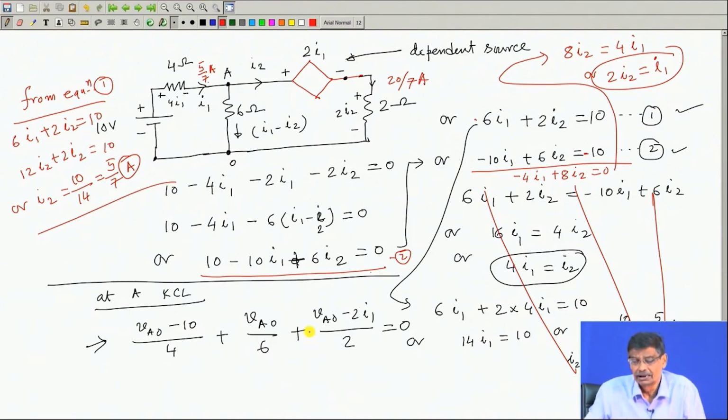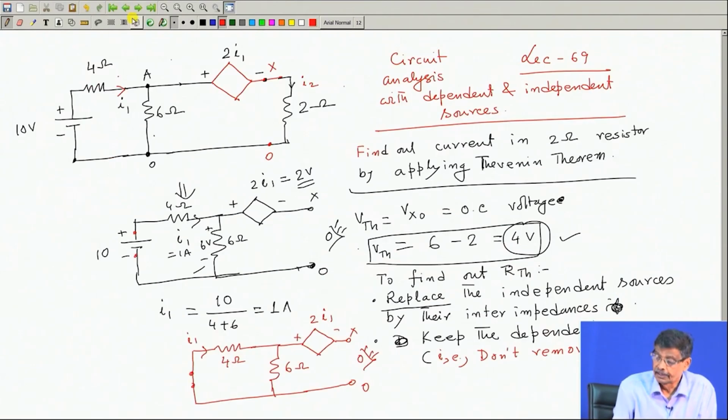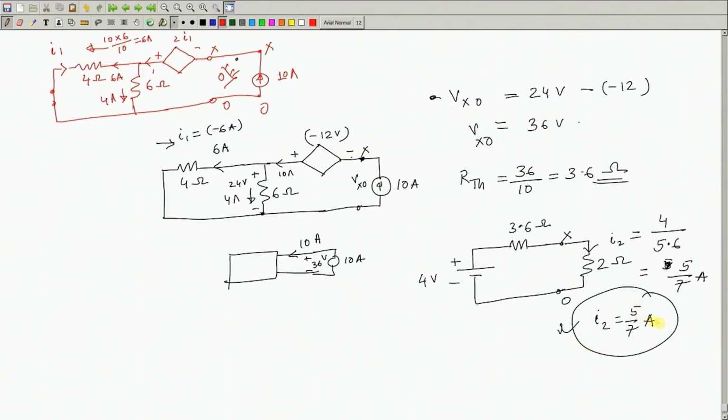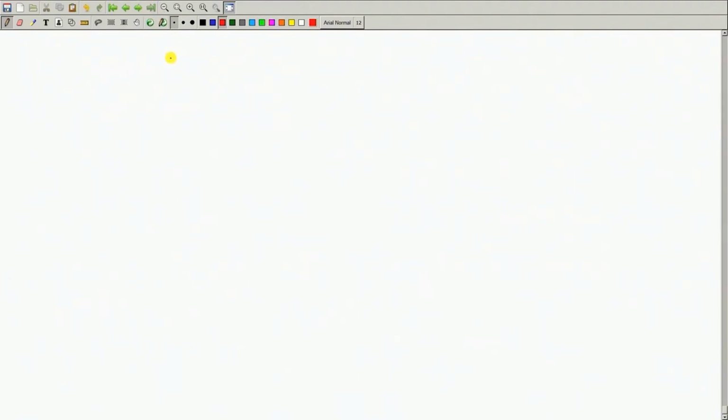So, no matter whether you are applying Thevenin's theorem or the general method, the result should come the same. So, this is the way we have found out the Thevenin's equivalent of the network, understood? So, I 2 is equal to 5 by 7 ampere and R Thevenin is equal to 3.6 ohm. So, the important point is that one. Achha, another way people try to find out the R Thevenin is, if a network is given, how to find out R Thevenin.